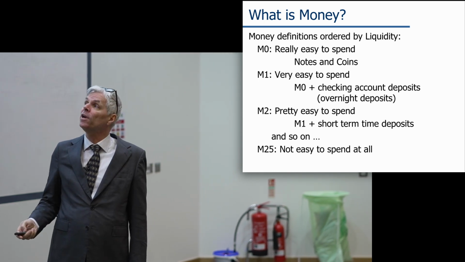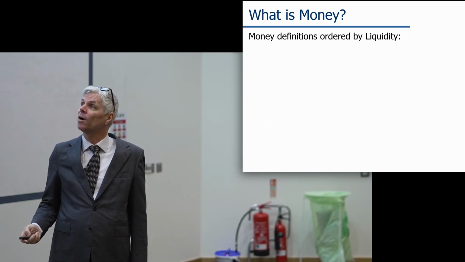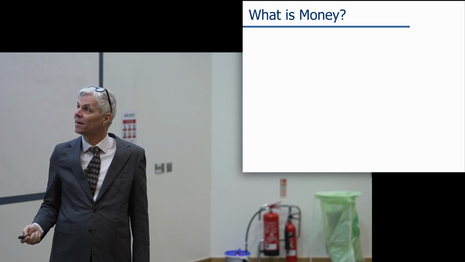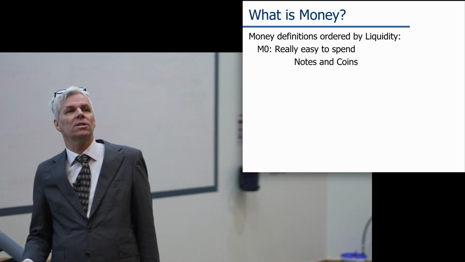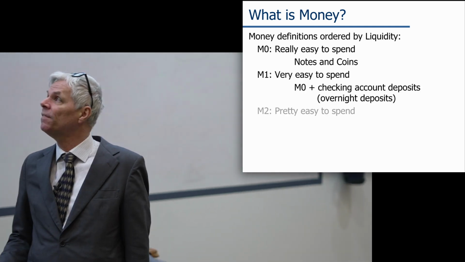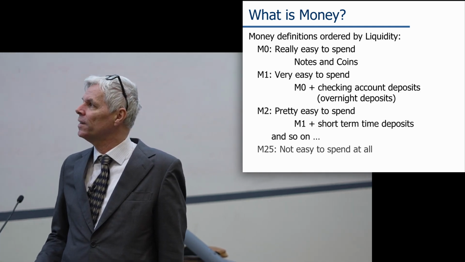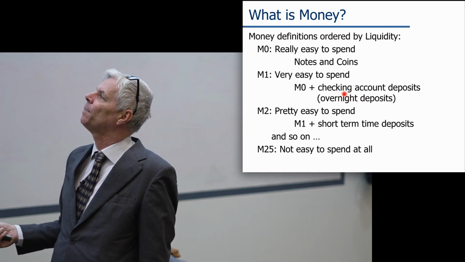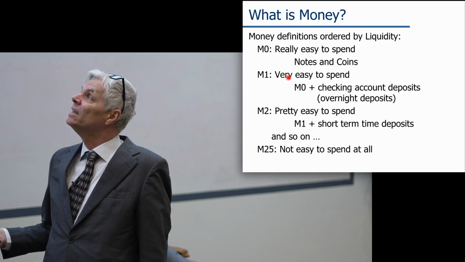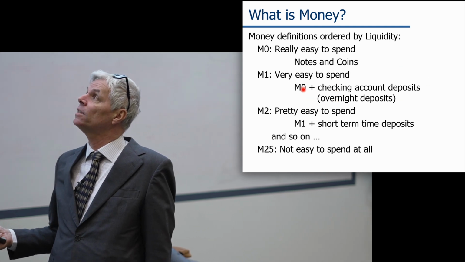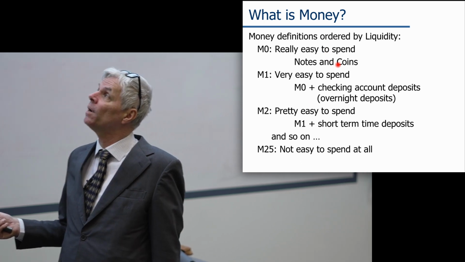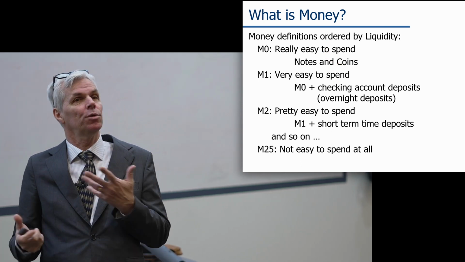But you can see from our previous list of cows and checking account balances and all that stuff, that we were kind of arbitrary in these things, right? It's not clear exactly whether overnight deposits should be here or here. Sometimes checking account balances are easier to spend than notes and coins, and yet we put notes and coins above. It's a little arbitrary. Okay?